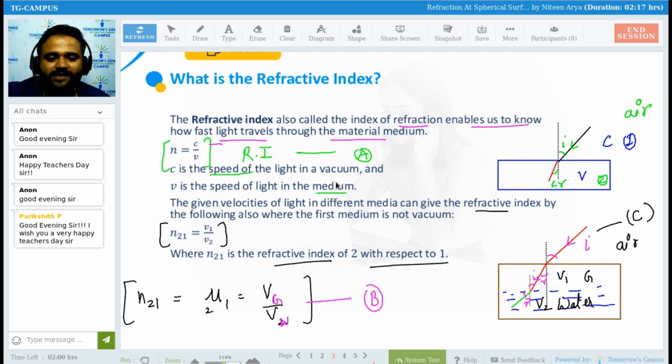In a written sense, this n21 is the refractive index of medium 2, because medium 1 is this glass medium and medium 2 is this water medium. So we are finding how much the light is going to bend whenever it enters medium 2. So we need to put the velocity of light in medium 2 in the denominator. Then we are able to find it out. Is this clear, everyone?